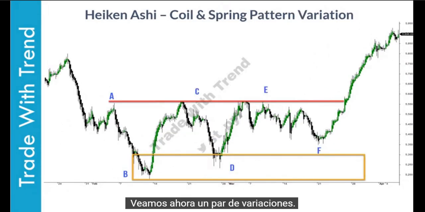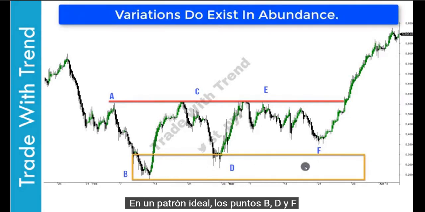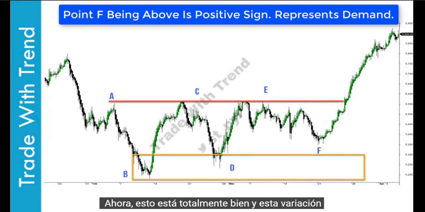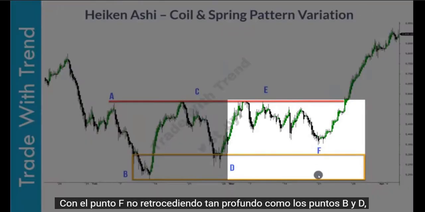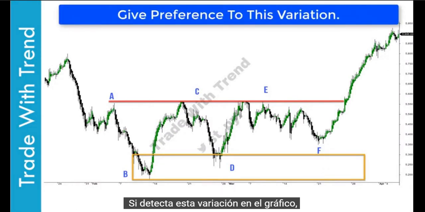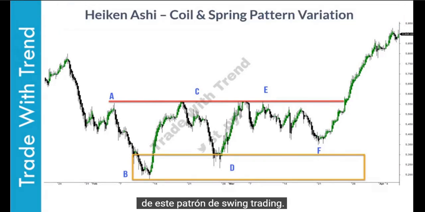Let us now look at a couple of variations of coil spring trading pattern. In an ideal pattern, points B, D and F are approximately at the same price level. In a variation though, it is possible for point F to be above the region of B and D. Now this is totally fine, and this variation is the one that has high odds of success. With point F not retracing as deep as point B and D, it just reflects the underlying strength within the price. If you spot this variation on the chart, do prefer it over other variations of this swing trading pattern.